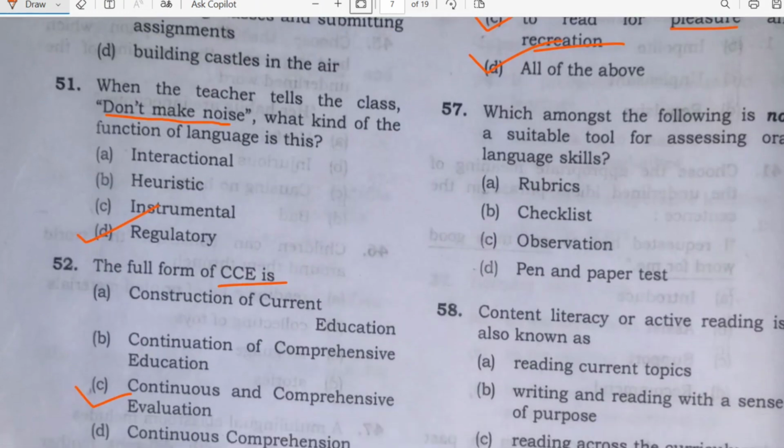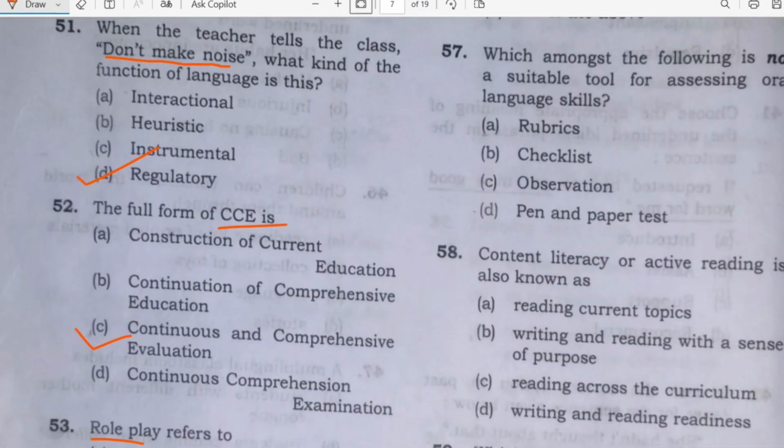All right. Let's go to question number 57. Which amongst the following is not a suitable tool for assessing oral language development? See, oral means it is something to do with sound or mouth. So which one do you think is the odd one out here? See, rubrics also, you know what a rubric is. Checklist also, you know. Then observation also, you know. So pen and paper, see, do we have to use pen and paper when we are going for an oral test or when we are dealing with oral language skills? No, we don't deal with pen and paper. So this is your correct option.